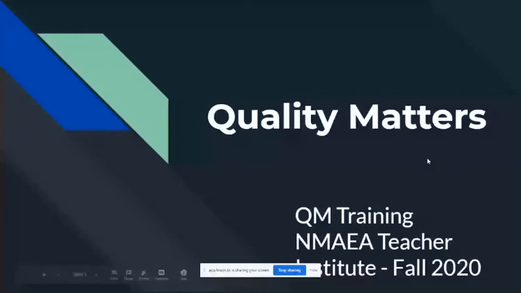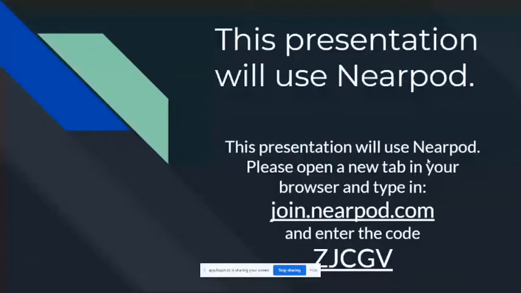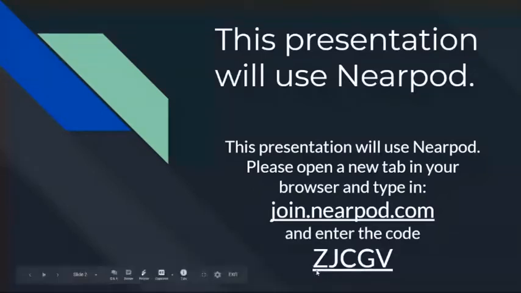So we will be using Nearpod. Leave your conference tab open, and you can open up a new tab in your browser. Type in join.nearpod.com and enter the code. The code is ZJCGV. And Cash will type that into the chat box on the side.